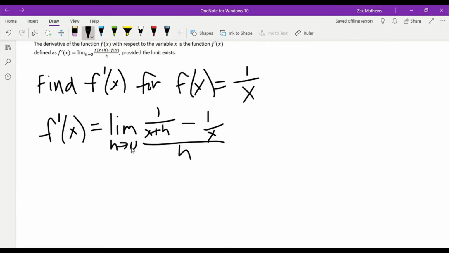But like we saw with our limits, if we see that 0 over 0, that is an indeterminate form, and that tells us there's something else that can be done to this problem. If we have fractions within fractions, the trick is to multiply by the common denominator. So x plus h and the x, and we're going to do that top and bottom.